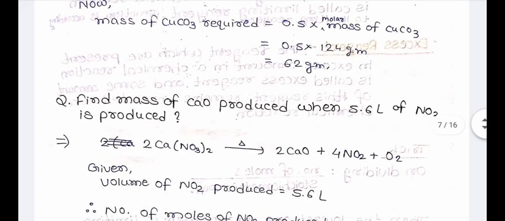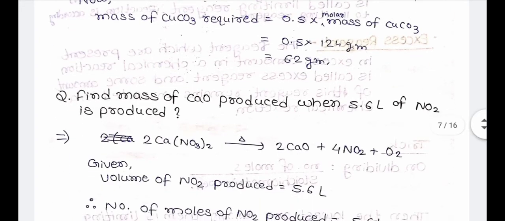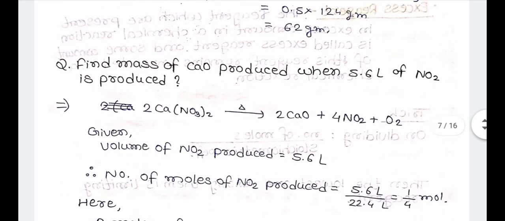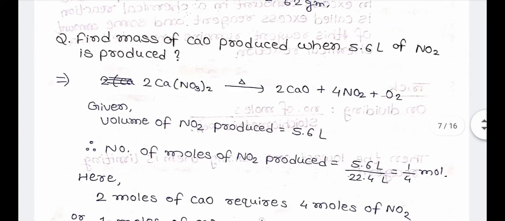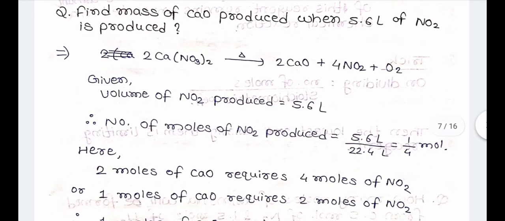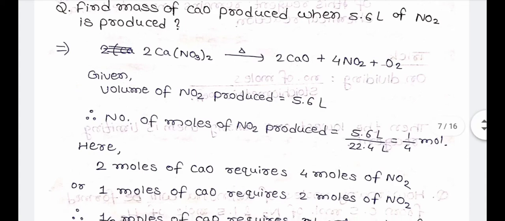Now the next question: find the mass of CaO produced when 5.6 liter of NO2 is produced. First the reaction is 2Ca(NO3)2 gives 2CaO plus 4NO2 plus O2. Given volume of NO2 produced is equal to 5.6 liter. Therefore, number of moles of NO2 produced is equal to 5.6 liter divided by 22.4 liter, which is equal to 1 by 4 mole.